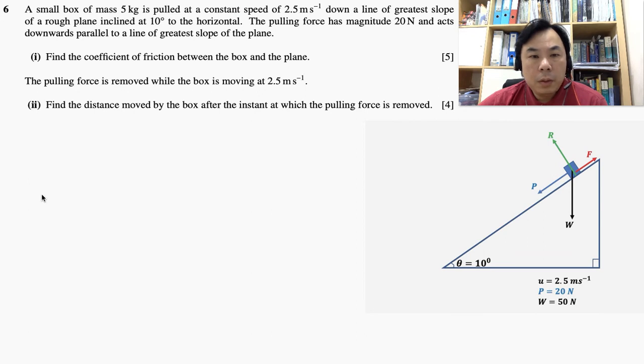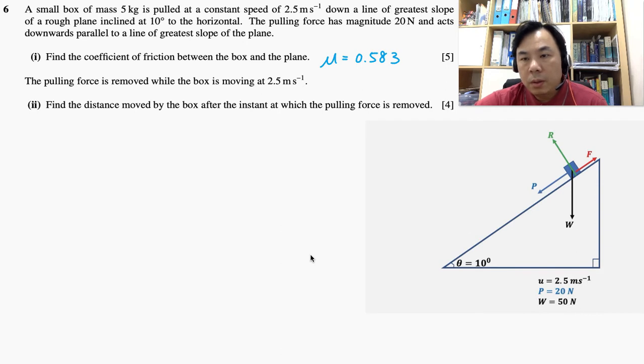All right, so we're going to look at the second part here. Yeah, I accidentally erased this value already. Just let me rewrite that again. I think the mu that we have is 0.583 here, just for reference. Now for the second one, the pulling force is removed while the box is moving at 2.5. Then find the distance moved by the box after the instant at which the pulling force is removed here. So let me show you how it looks like here.